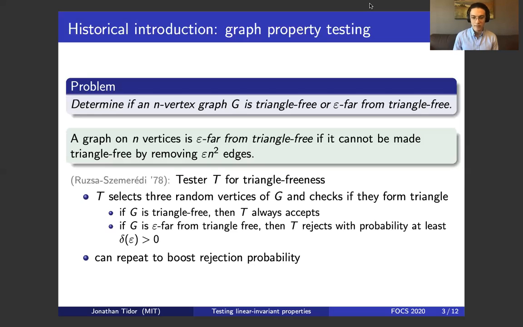Given this tester, you can repeat the sampling procedure to boost the rejection probability as high as you want. And critically, suppose you want the rejection probability to be 2/3. The number of queries you need to make to this graph to get the desired rejection probability only depends on epsilon, but does not depend on n, the number of vertices in the graph.